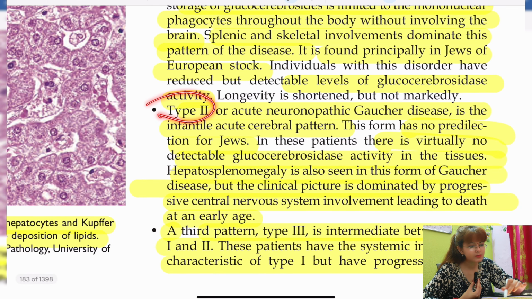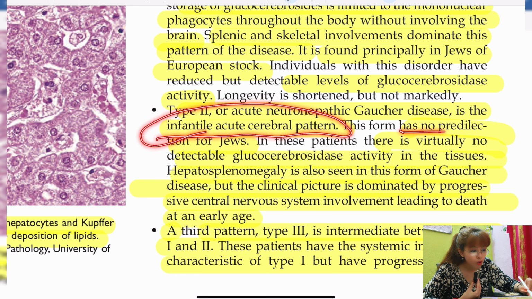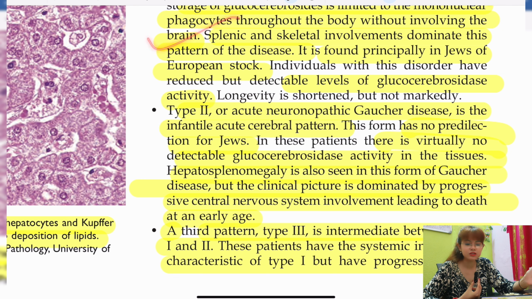Okay, but type 2 is basically the neuropathic type, which is the infantile acute cerebral pattern. This has got no predilection for the Jews. Very important. Type 1 has a predilection for the Jews, this has no predilection for the Jews.